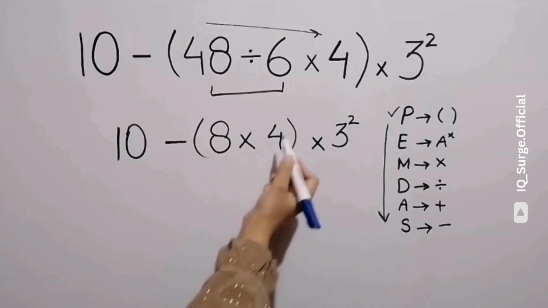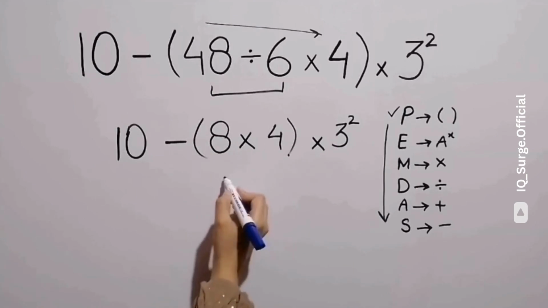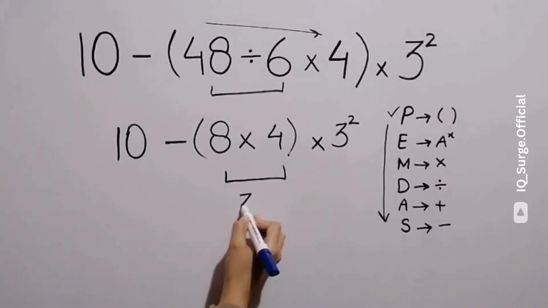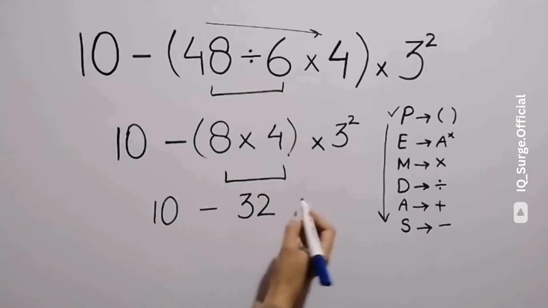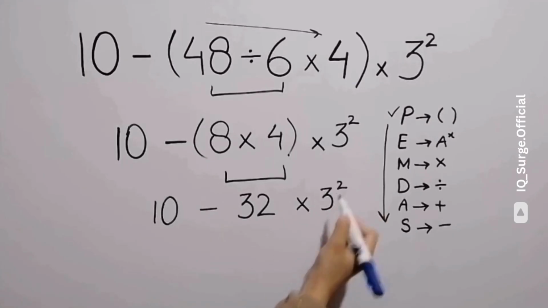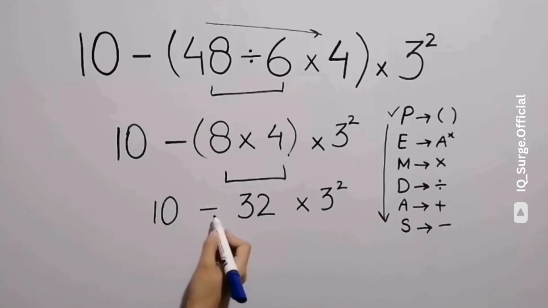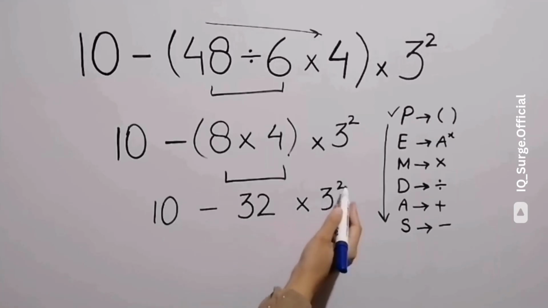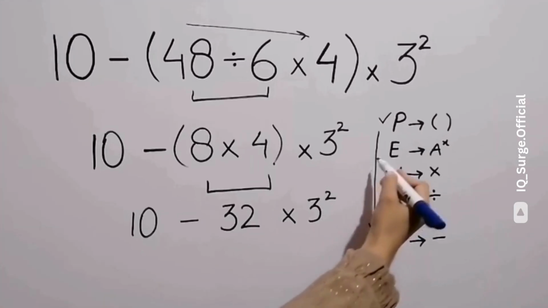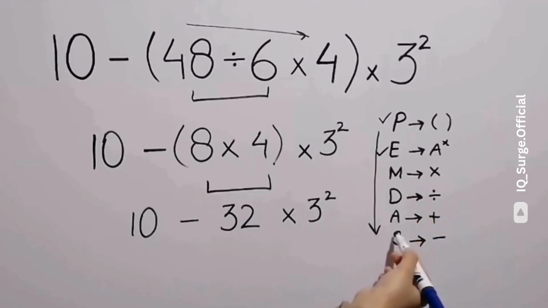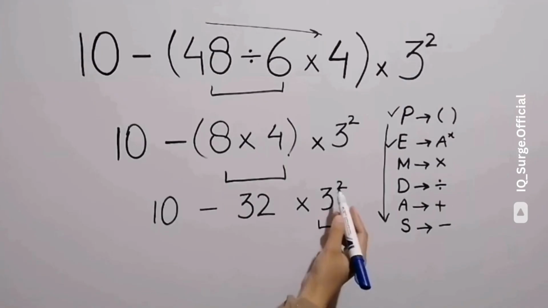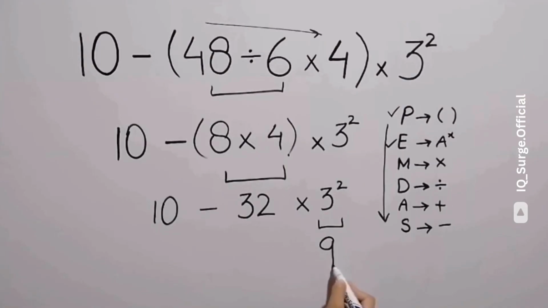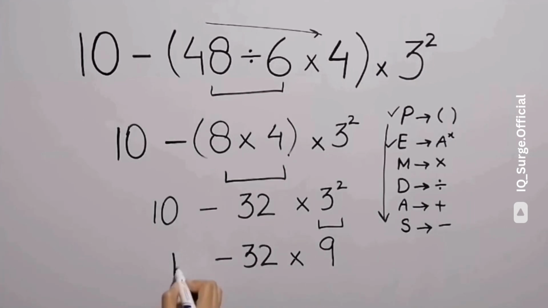And in the next step we perform the multiplication between 8 and 4. And it equals 32. And write this expression as 10 minus 32 times 3 squared. Now, in this expression we have subtraction, multiplication, and an exponent. In the following step it's time to handle the exponent because according to the PEMDAS rule after parentheses, exponent has the highest priority over the other operations. So 3 times 3 equals 9. And this expression becomes 10 minus 32 times 9.